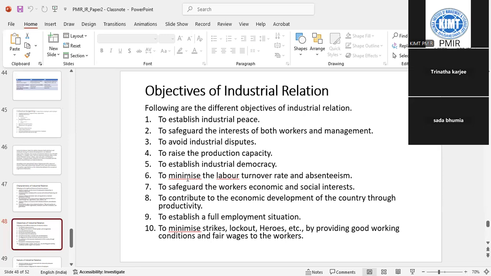So to minimize that, suppose you have a lot of issues, a lot of problems with the management. What will you do? You will stop working. You will have lockout. You will have strike. So that will impact the industry and the profitability. So all these points are written. The first thing is industrial peace.